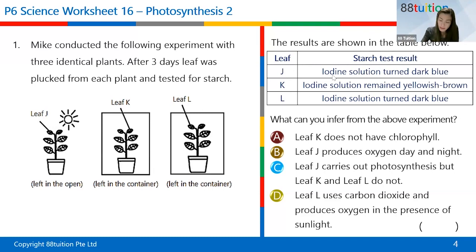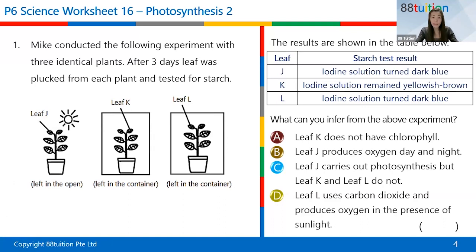So for J, it says iodine solution turned dark blue. Then for K, iodine solution remained yellowish brown. And for L, iodine solution turned dark blue. So what can you infer? Infer means come up with a conclusion. What can you conclude from this whole thing?